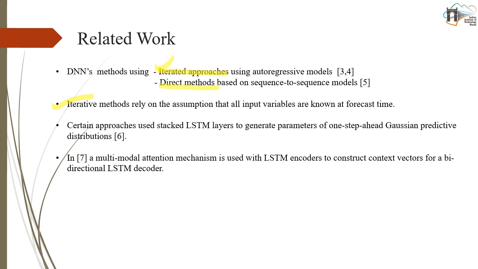Then, when we talk about direct methods, we just give a series as input and get a series as output. In description, they are time series forecasting methods designed to explicitly generate forecasts for multiple predefined horizons at each time step. These methods employ sequence to sequence models, for example LSTM encoders, to summarize the past inputs and generate the future predictions. So here is the basic distinction between these iterative and direct methods.